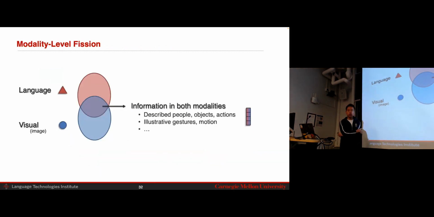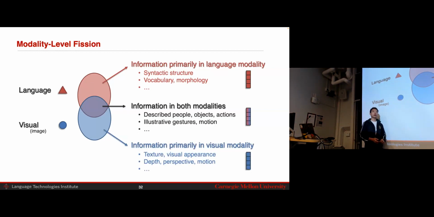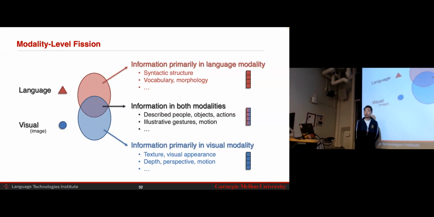I'm going to assume that there is information in both modalities, but also naturally information primarily in language, not in vision. For example, different syntactic structure, different ways of using words to represent the same object, and information in the visual modality that's not in text. For example, texture, depth, different perspectives, motion, which they can't really describe easily in text. So that's modality level fission. We're going to try to not just operate in the space of learning the common information, but really see whether we can also learn information that is unique, that is not shared between modalities.